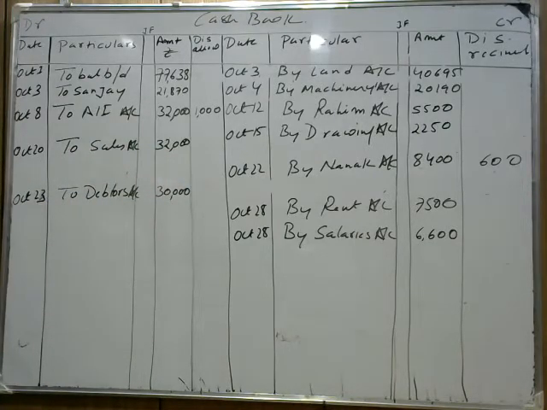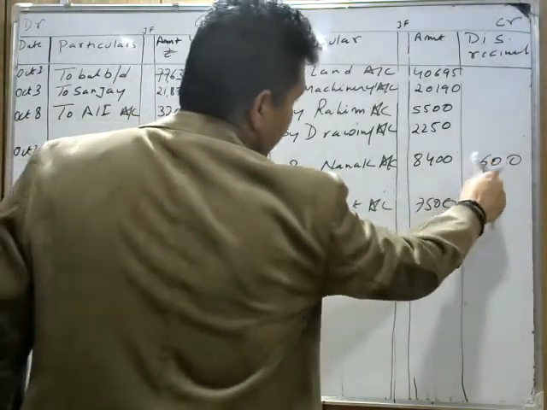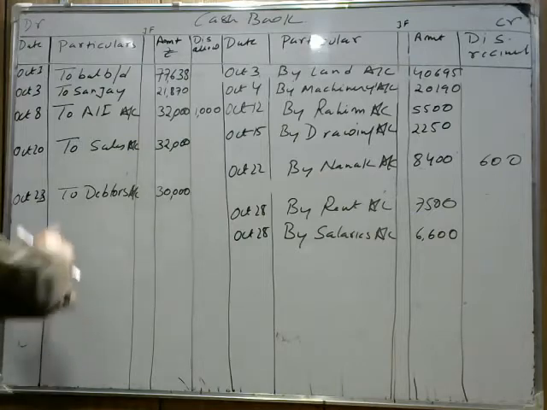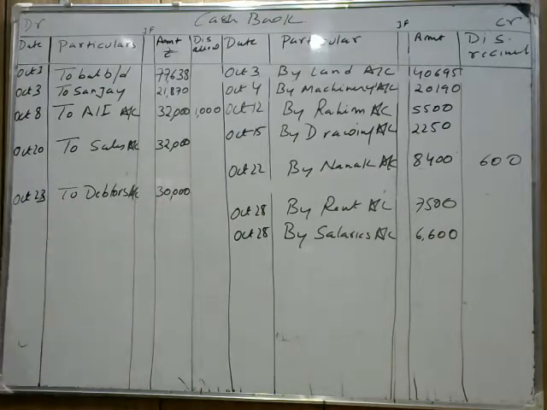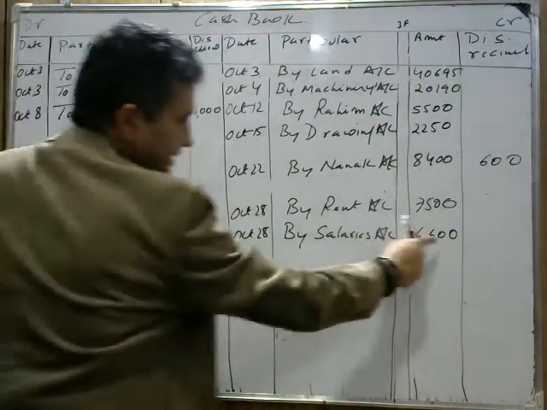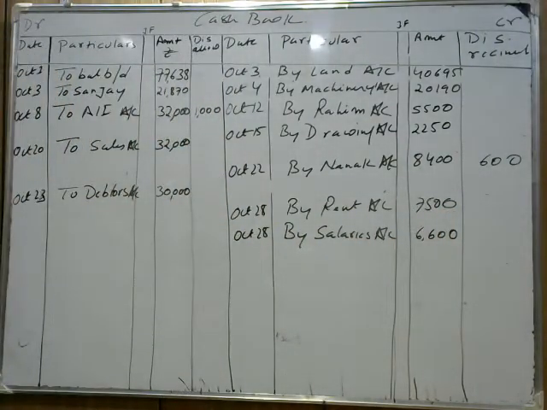Then we paid to Nanak. Oh sorry, before that paid life insurance premium is mentioned, 2250. Then paid 5,500. Cash sales, we sold goods in cash, which is 32,000. Then we paid to Nanak 8,400 rupees. We receive a discount of 600. Next is we receive from debtors. हमने debtors से पैसा receive किया 30,000. We mention here. Then we paid rent 7,500 rupees. Then we pay salary 6,600 rupees. I hope we cover all the transactions.